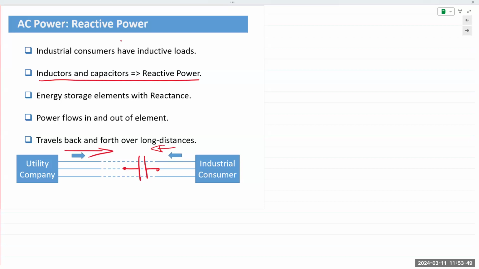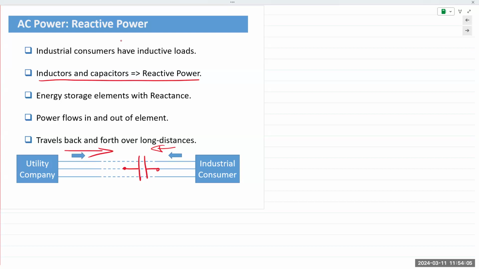180 degrees out of phase. When the energy flows into an inductor in the positive half cycle and flows out in the negative half cycle, it goes into the capacitor. In the capacitor, in the positive half cycle, the energy flows out and goes into the inductor.